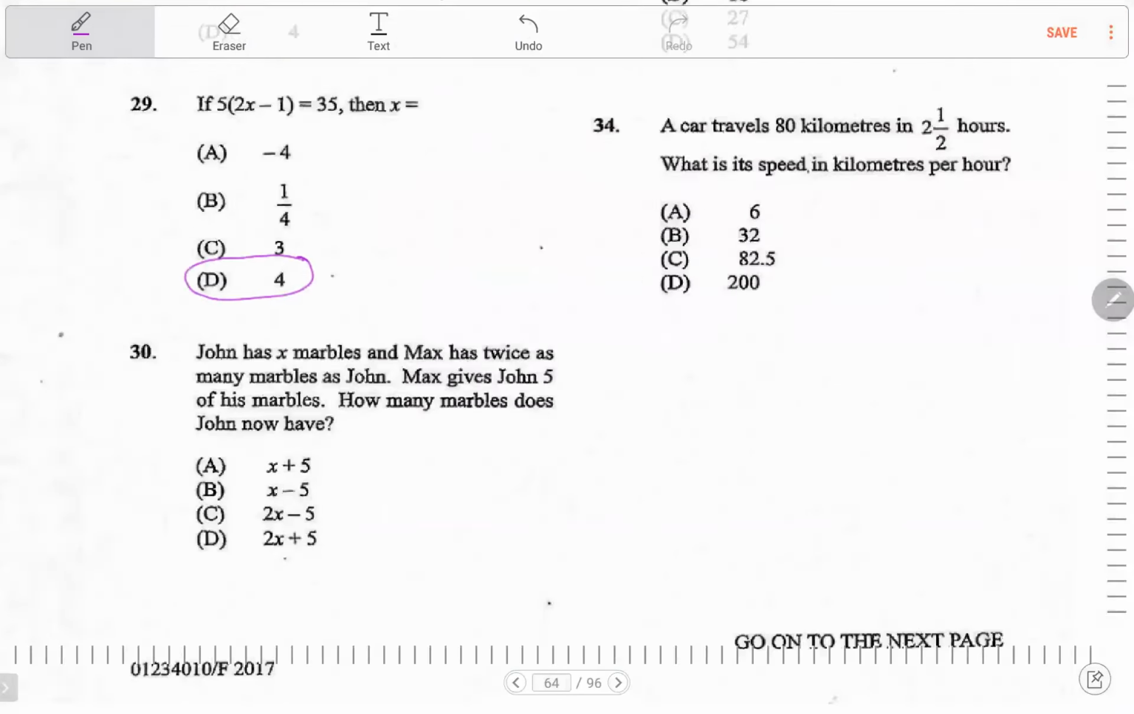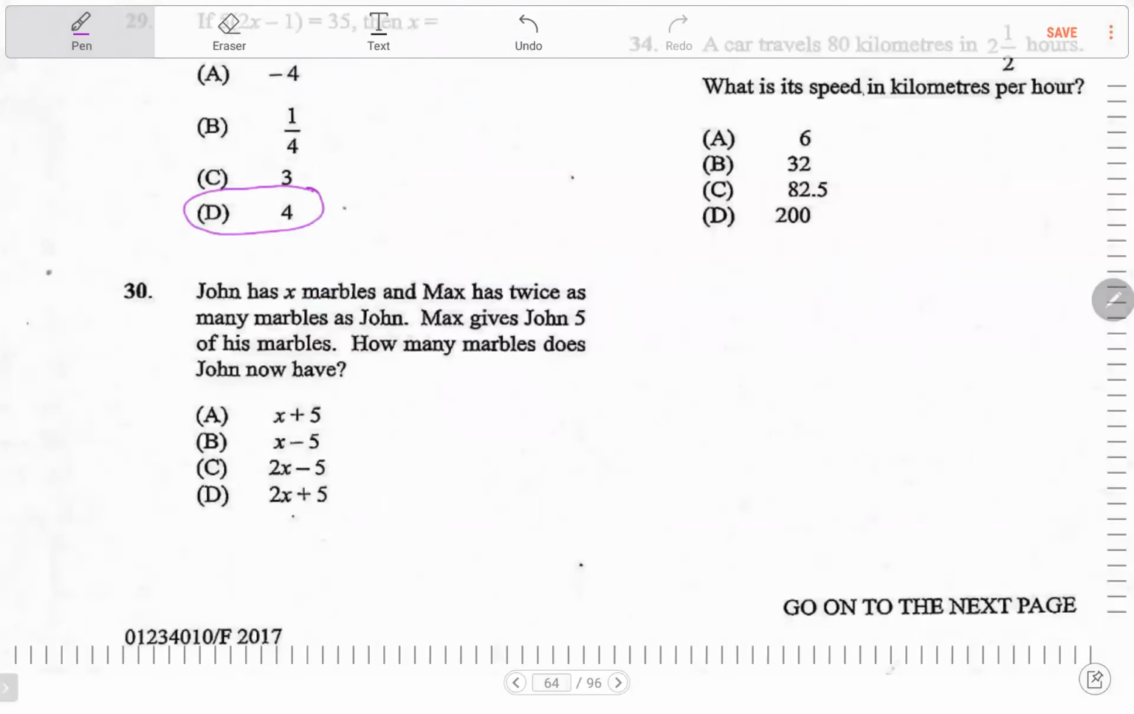This one says, John has X marbles and Max has twice as many marbles as John. Max gives John 5 of his marbles. How many marbles does John now have? All right, so John and Max. Let's set up John and Max. So John has X marbles. Max has twice as many, 2X.